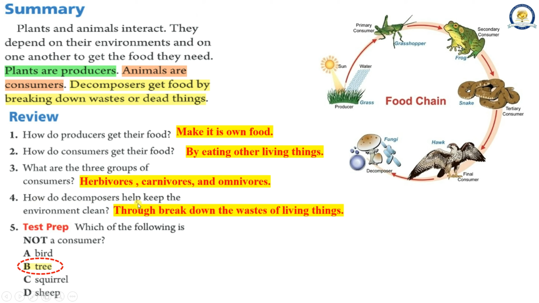4. How do decomposers help keep the environment clean? By breaking down the wastes of living things. 5. Which of the following is not a consumer? A. Bird. B. Tree. C. Squirrel. D. Sheep. Correct answer is B. Tree.